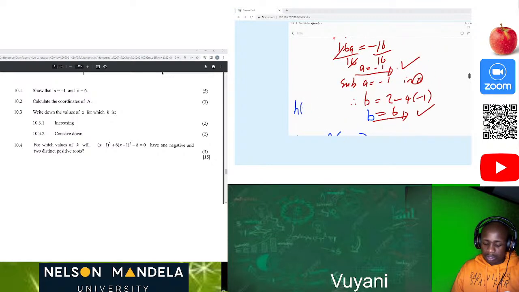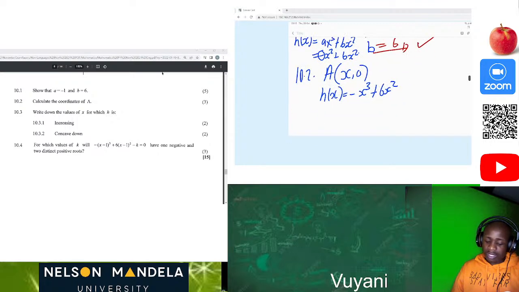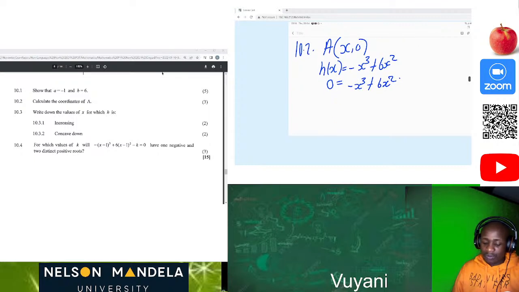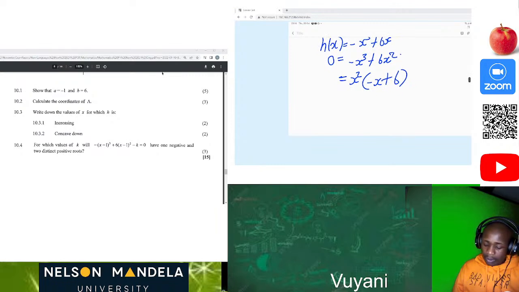So we substitute into the original function, which was initially h of x is equal to ax cubed plus bx squared. So now our a will be negative x cubed because it's negative 1. Then our b is going to be 6x squared. Since we know that this is an x-intercept, our y will be 0. So 0 will be equal to negative x cubed plus 6x squared. Then again, we are playing with our solving for x. Then we have negative x plus 6. Then after that, we end up having x equal to 0 or x equal to positive 6.